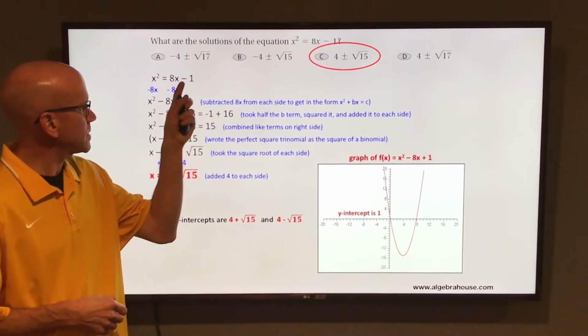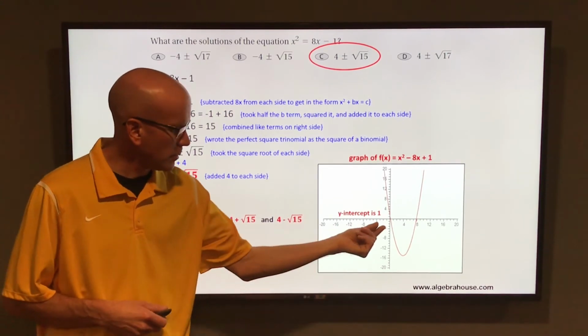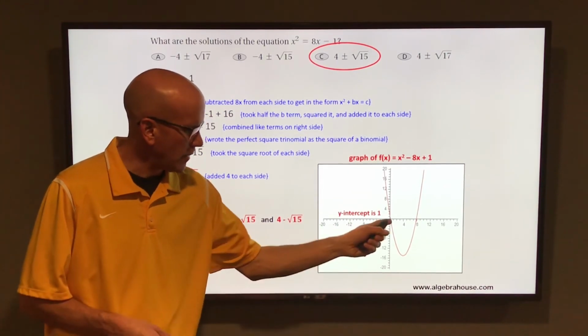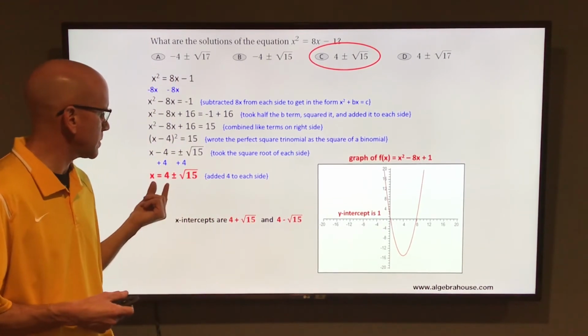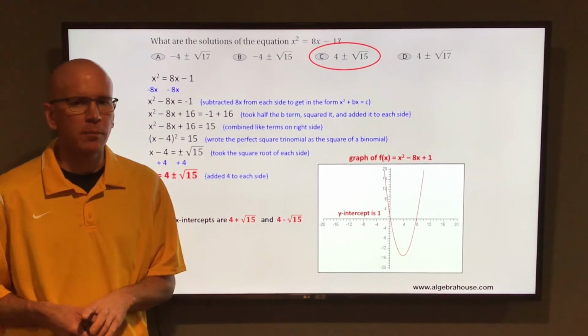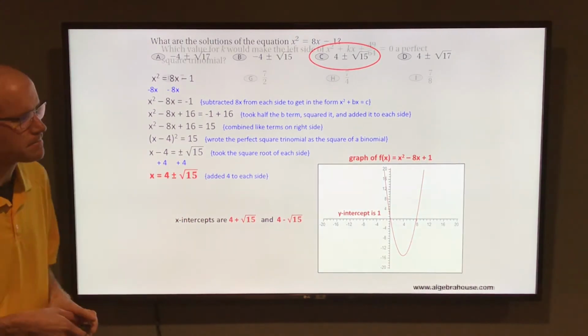So if we got that in standard form, if we subtracted 8x and added 1 to each side, the constant term in standard form would be 1. And that is the y-intercept. That's where it's hitting the y-axis. So the x-intercepts are 4 plus the square root of 15 and 4 minus the square root of 15. That's the same as solving that equation for x.